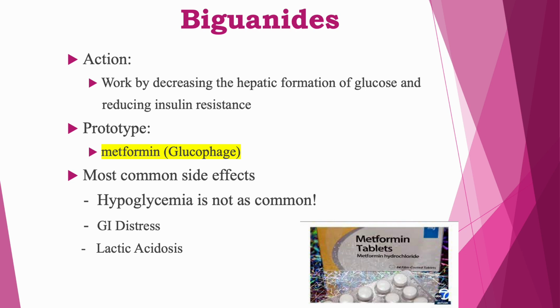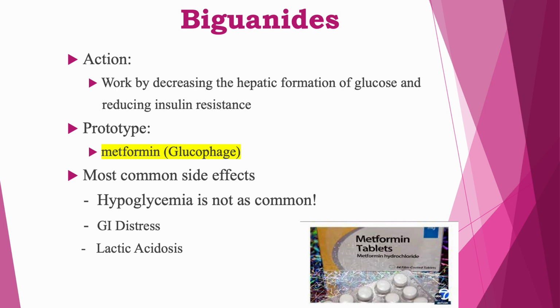So let's talk a little bit more about biguanides. Your prototype here is metformin, Glucophage. They do not act directly on the beta cells of the pancreas. Instead, they act on the liver. They reduce the release of glucose from stored glycogen. They also help to increase the sensitivity of insulin receptors to the binding of naturally secreted insulin. And the last way they work is by reducing the absorption of glucose from the intestinal tract into the blood.